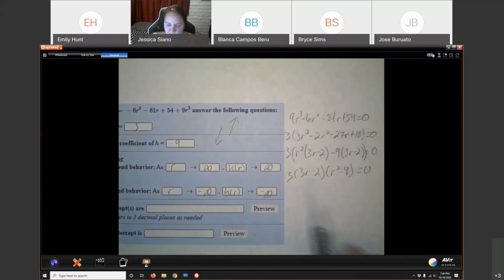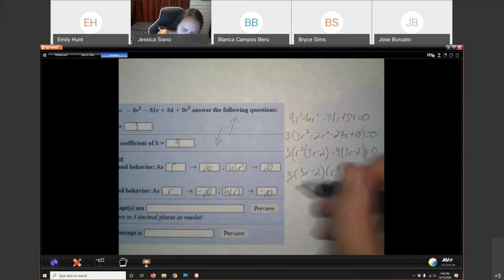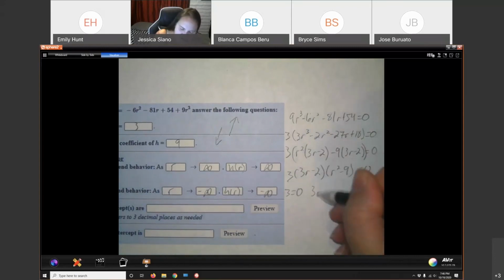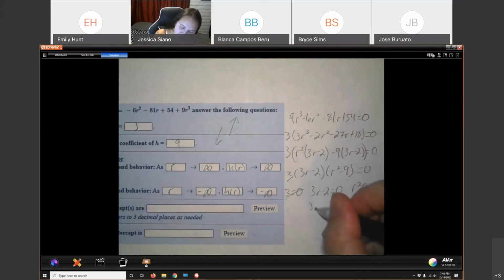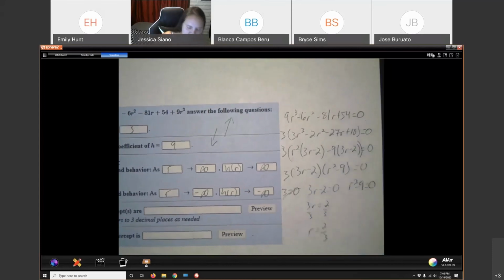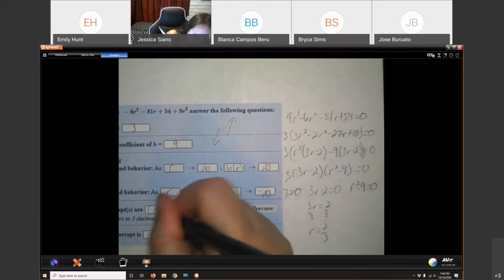So then you set each one of these equal to 0. So this would be 3 equals 0, 3r minus 2 equals 0, r squared minus 9 equals 0. Or you could keep factoring, right? r squared minus 9 is r minus 3, r plus 3. You get the same answer either way. So 3 doesn't equal 0. Forget that. 3r equals 2. When you add the 2, r equals 2/3. They're asking for decimals, so that would be 0.667.